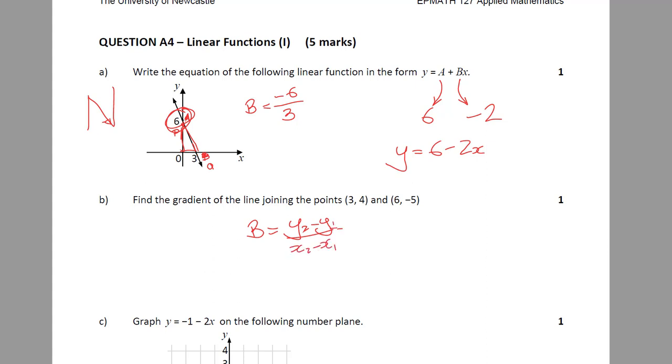And we were told, we know that that's an x and that's a y. Sets of coordinates are always xy. Doesn't matter which one gets the 1s and which one gets the 2s, but I'll just do it in that order. I'm going to get the same answer. So it's minus 5 minus 4 over 6 minus 3. Minus 5 minus 4 is minus 9, 6 minus 3 is 3, minus 9 on 3. That's a gradient of minus 3.